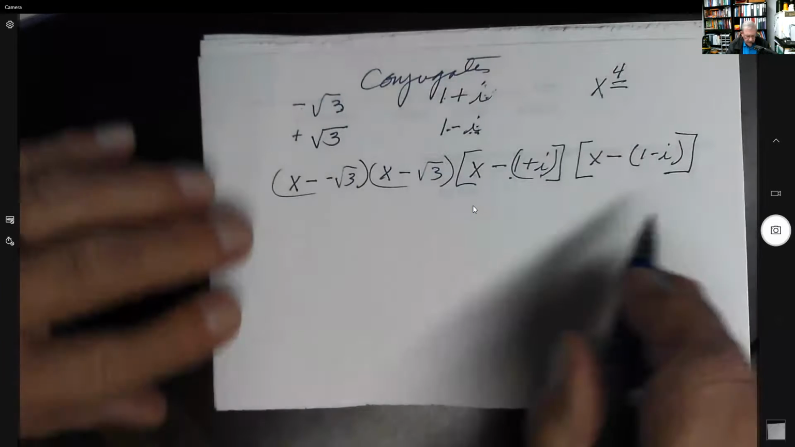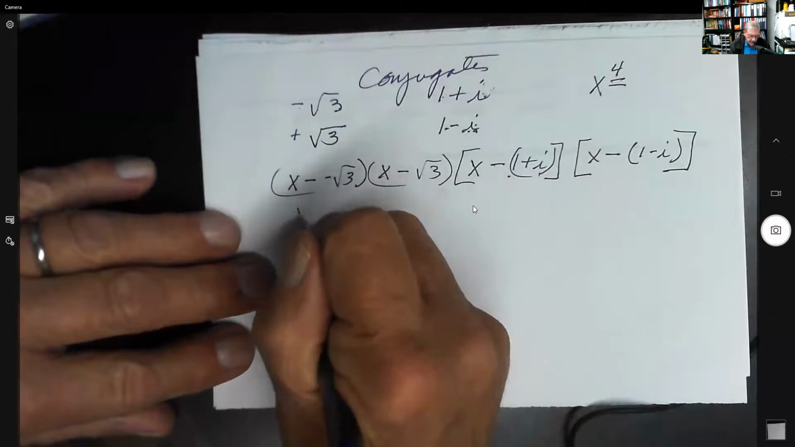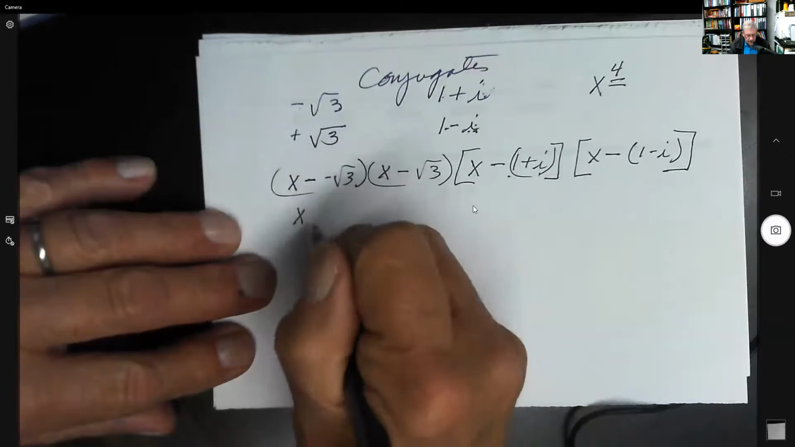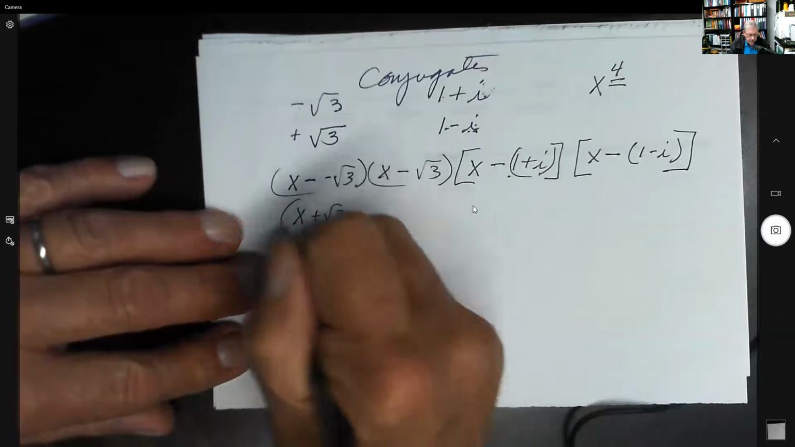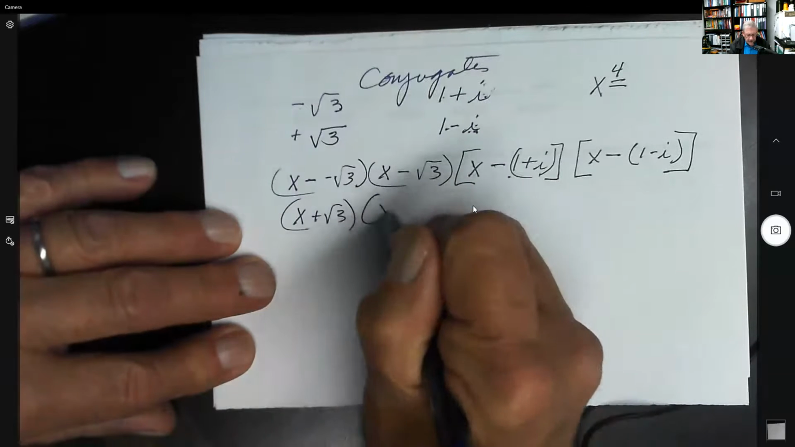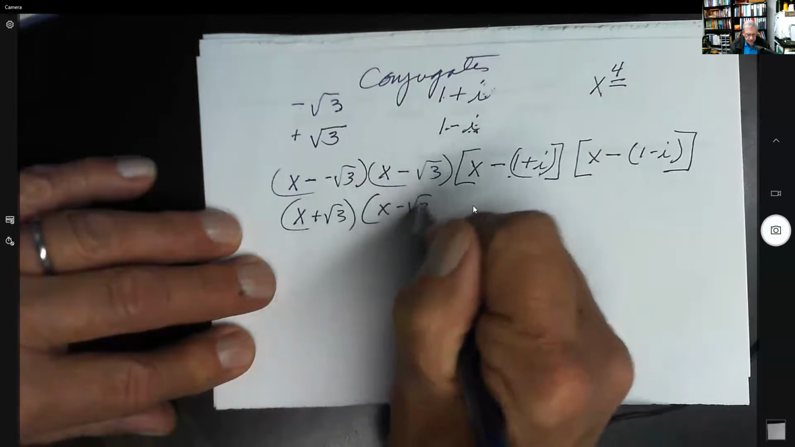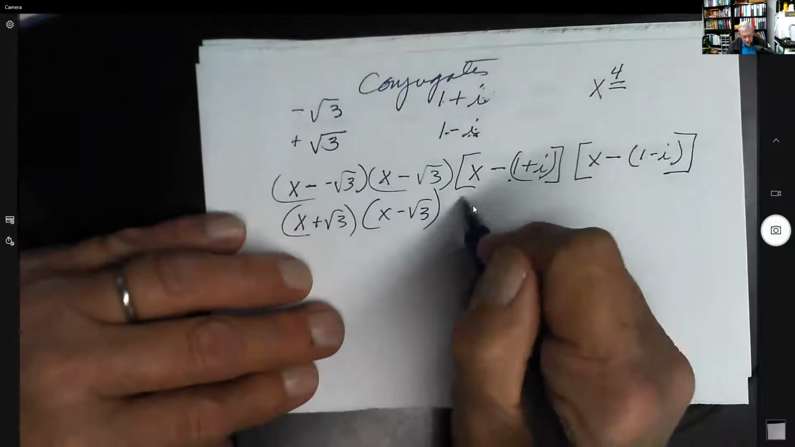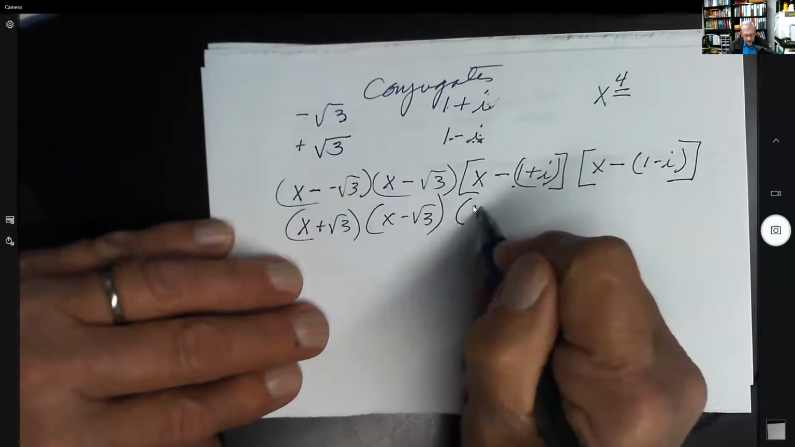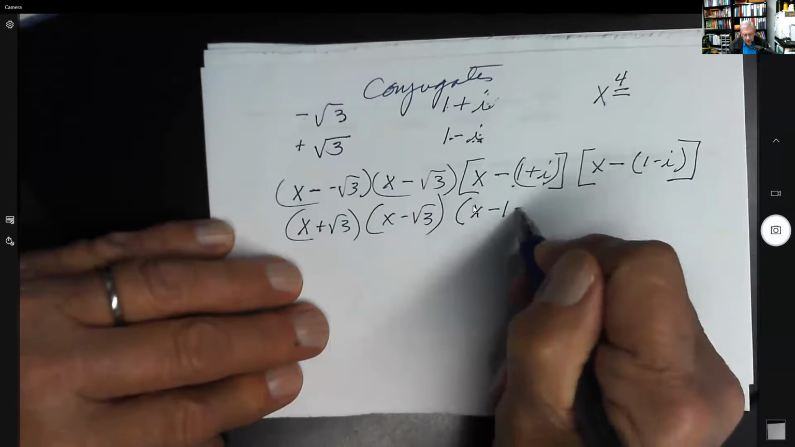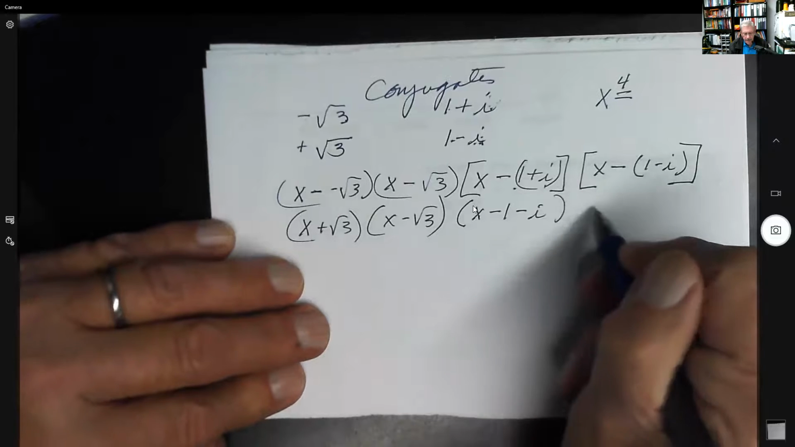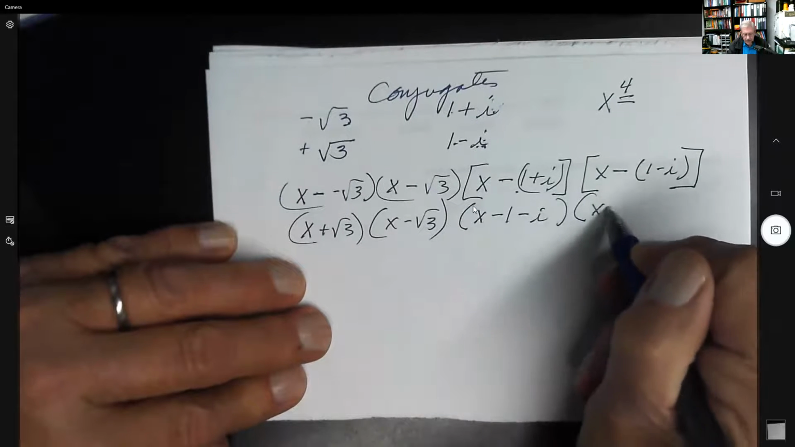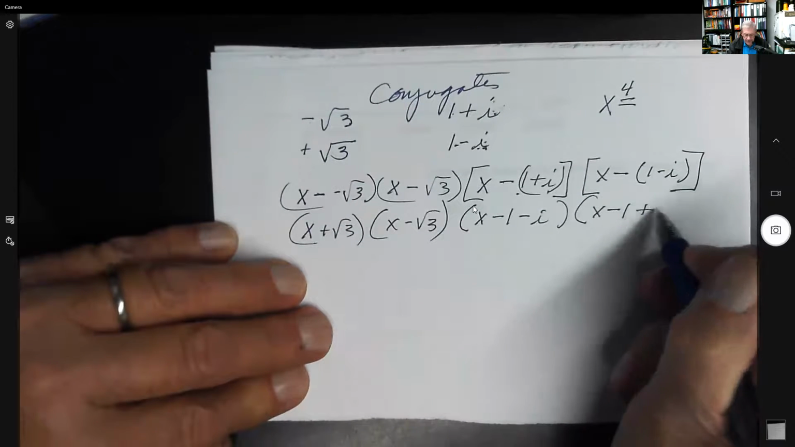The real terms don't change, just the back terms. So let's simplify this a little bit. X minus negative radical 3 becomes x plus radical 3, x minus positive radical 3, x minus 1 minus i, x minus 1 plus i.